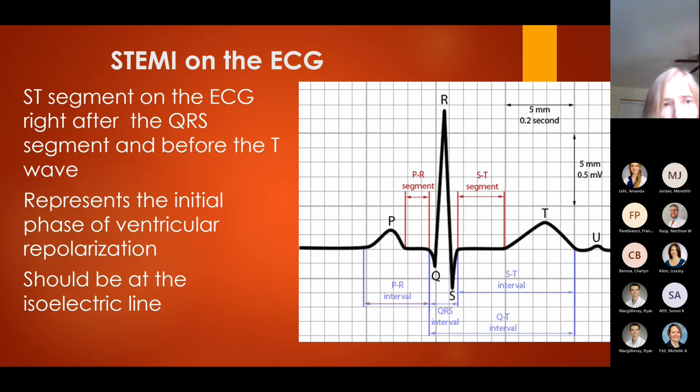So here's the normal ECG picture. The ST segment comes after the QRS on EKG and before the T wave. So we're looking at this segment, and it represents the initial phase of ventricular repolarization. It should be at the isoelectric line. Usually I look at the PR interval here, which gives me an isoelectric line.